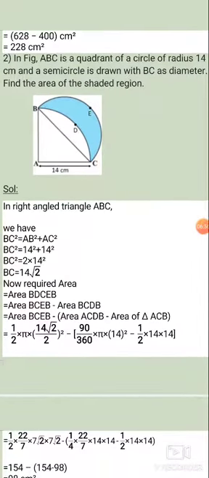Here you can cancel. 1 by 2 into pi value 22 by 7 into 14 root 2 by 2 into 14 root 2 by 2 is there. So you can cancel 14 by 2, what? 7 root 2 into the next square is there. So one more 14 root 2 by 2. So cancel that, what? 7 root 2, minus of 90 by 360, 1 by 4 into pi value 22 by 7 into 14 square, 14 into 14, minus 1 by 2 into 14 into 14.